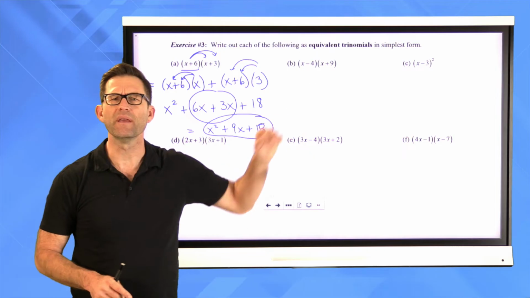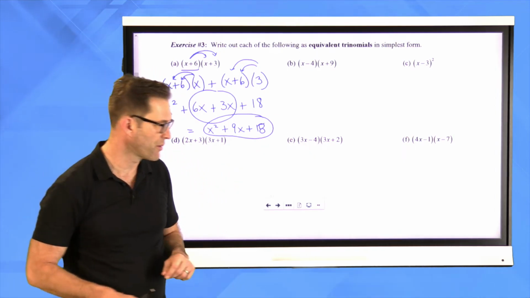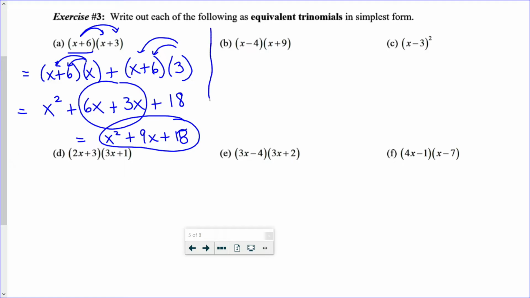Let's do letter B together because it involves some negatives, okay? Let's go to the board. x minus 4 times x plus 9. Again, I'm going to take that x minus 4 and I'm going to distribute it through. So I'm going to get x minus 4 times x plus x minus 4 times 9.